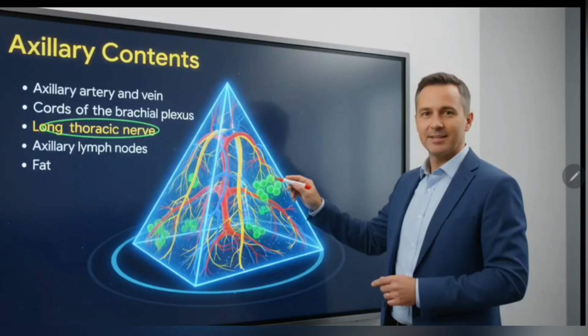And what exactly is safely packed inside this pyramid? Well, a whole lot of fat, for one, to protect all the vital structures. But essentially, it holds the axillary artery and vein, the cords of the brachial plexus, and the axillary lymph nodes, which are incredibly vital in breast cancer metastasis via the tail of Spence. And bringing our entire lesson full circle today, remember that nerve that causes winging of the scapula? The long thoracic nerve travels straight down along the medial wall of this axilla. See, it is all connected.